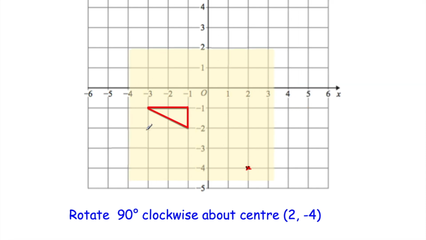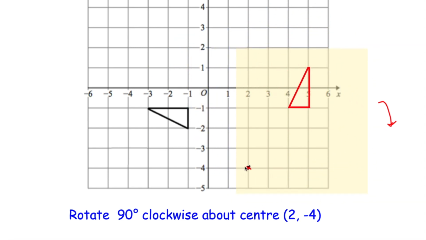Now in this question we've been asked to rotate 90 degrees clockwise. We're going to rotate 90 degrees clockwise, so we're going to be spinning this way, and we're going to put our pencil on top of the center of rotation. We're going to keep the tracing paper where it is there, and we're going to just gently rotate the tracing paper around that point until we've turned it 90 degrees clockwise. So let's do that.